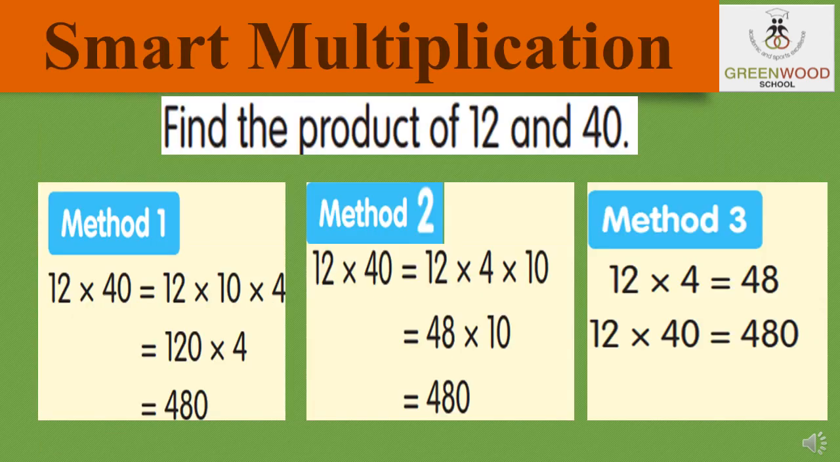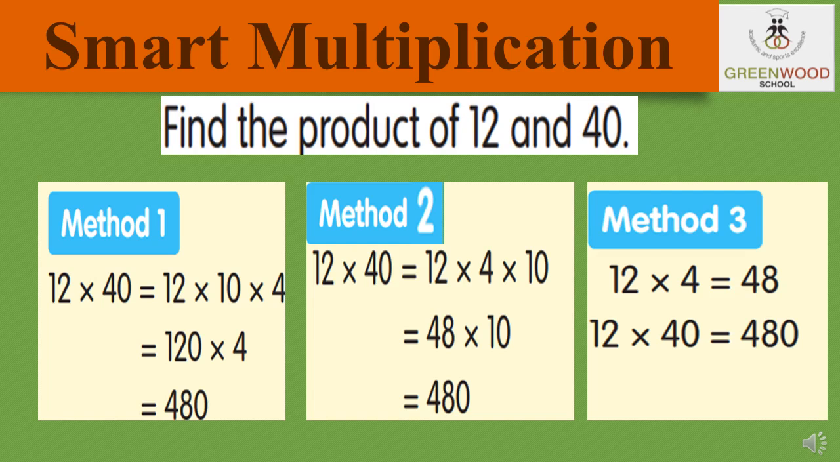Smart multiplication. Find the product of 12 and 40. Method 1. 12 into 40. Now we'll split 40 into 10 into 4. So first 12 into 10 gets multiplied. 12 into 10 is equal to 120: 12 as it is and a 0 from 10. Now 120 into 4. 4 zeros are 0, 4 twos are 8 and 4 ones are 4. So 12 into 40, our answer is 480.